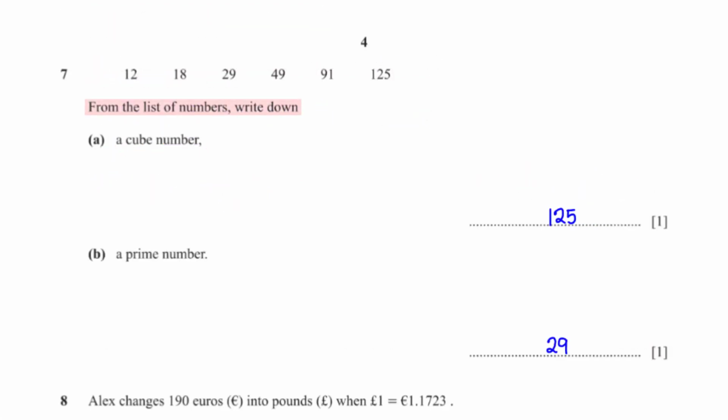From the list of numbers, write down a cube number. 125 is a cube number because 5 cubed is 125. Write down a prime number. 29 is a prime number because it only has 2 factors, 1 and itself.